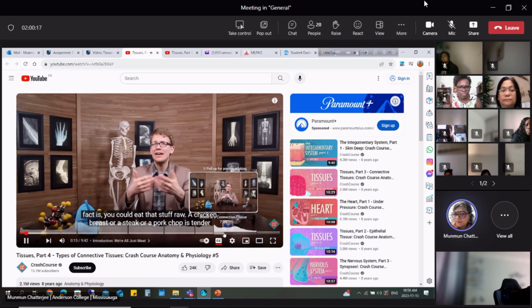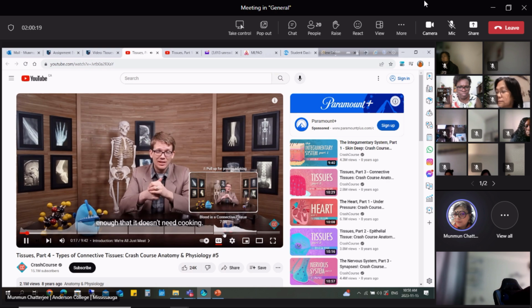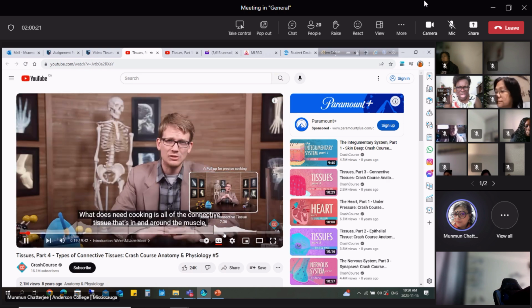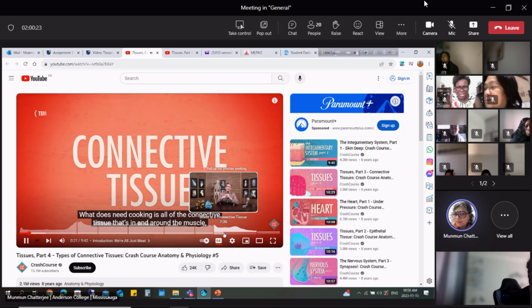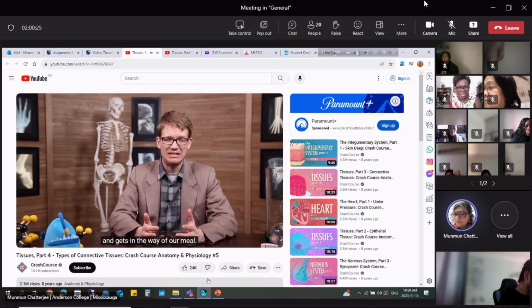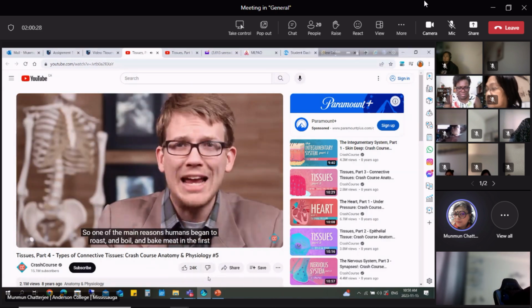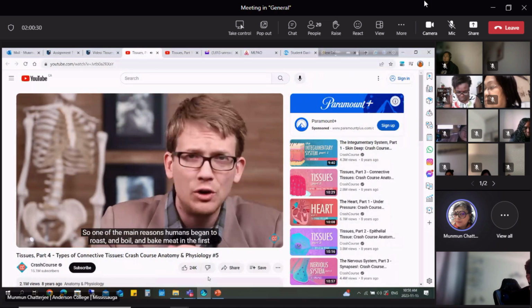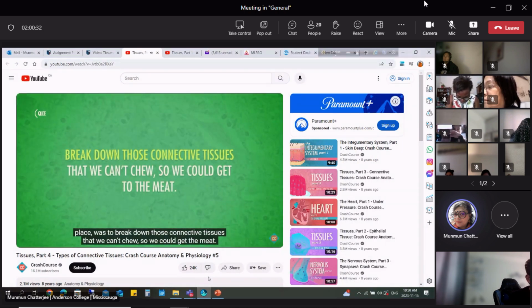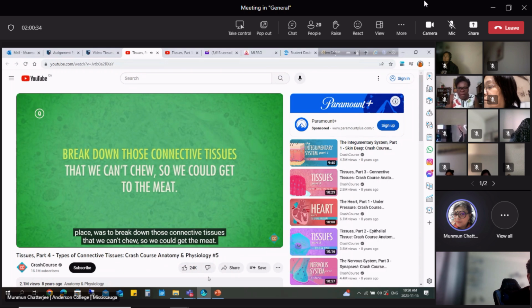A chicken breast or a steak or a pork chop is tender enough that it doesn't need cooking. What does need cooking is all of the connective tissue that's in and around the muscle and gets in the way of our meal. So one of the main reasons humans began to roast and boil and bake meat in the first place was to break down those connective tissues that we can't chew so we could get the meat.